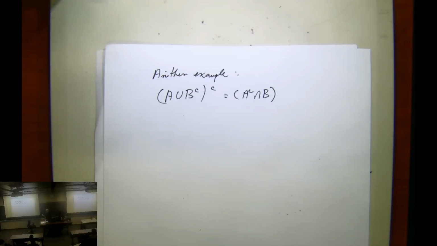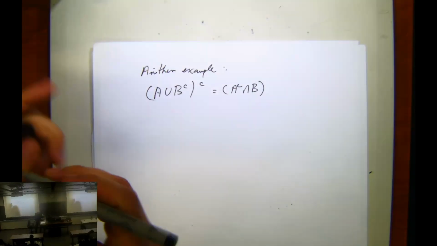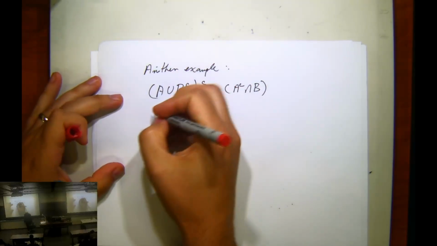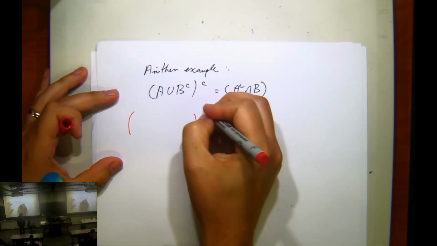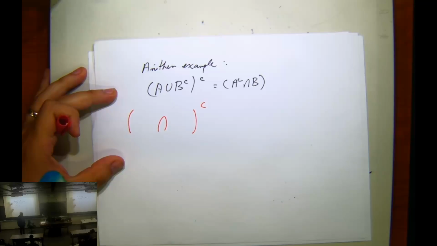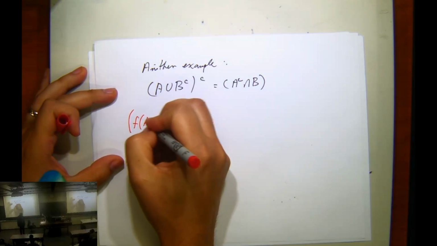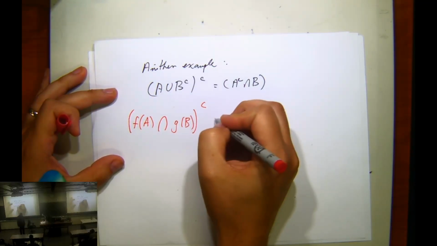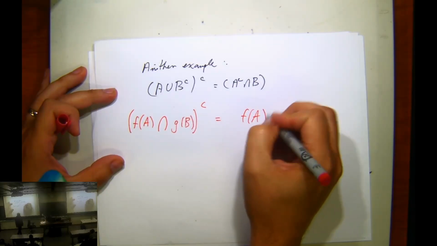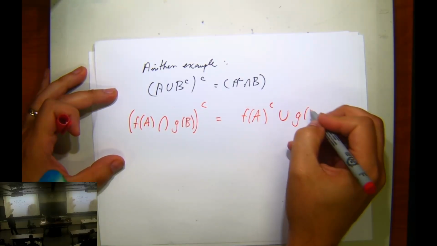Yep. No. It's a two-event thing. The thing that does work is you can do recursion. Let's try it. What's the rule here? If you have something complement, and you have f of A and g of B, this will be f of A complement union g of B complement.